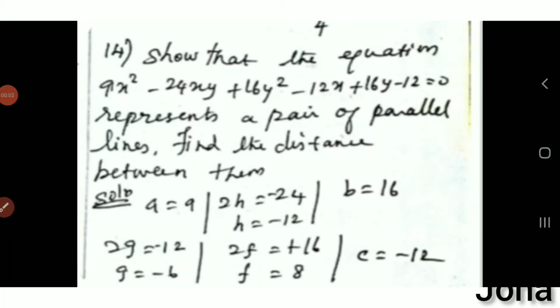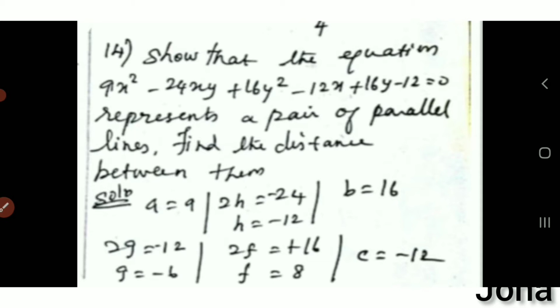14th sum. Show that the equation 9x square minus 24xy plus 16y square minus 12x plus 16y minus 12 equal to 0 represents a pair of parallel lines. Find the distance between them. We have two questions here. We must show the equation represents the pair of parallel lines. The second one is we have to find the distance between the straight lines.